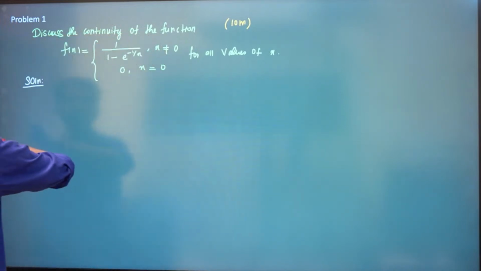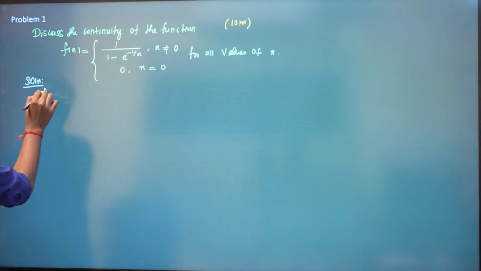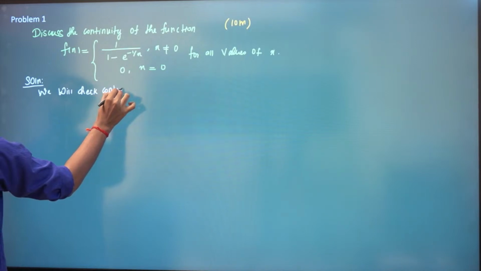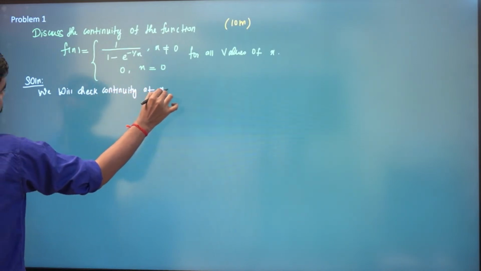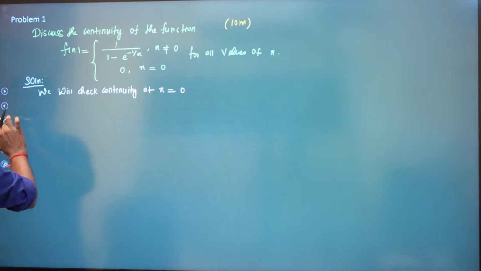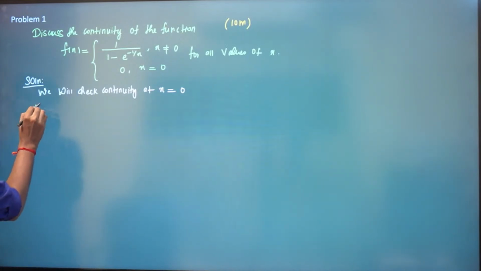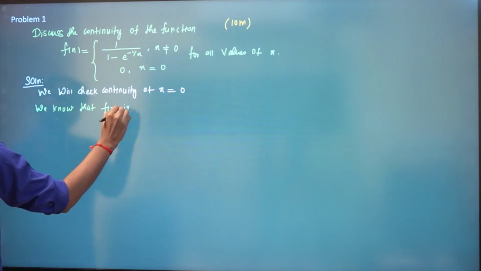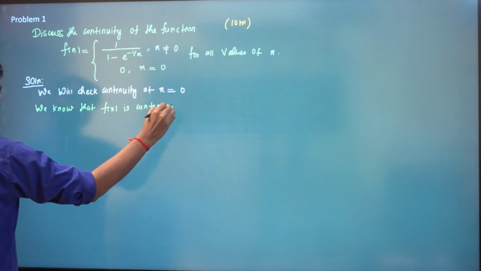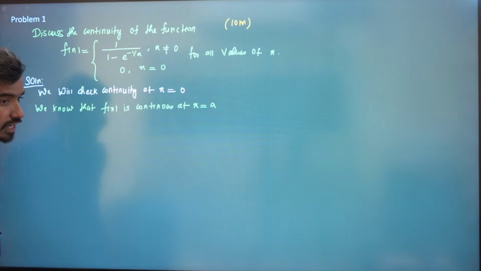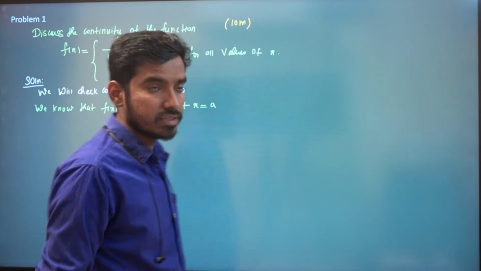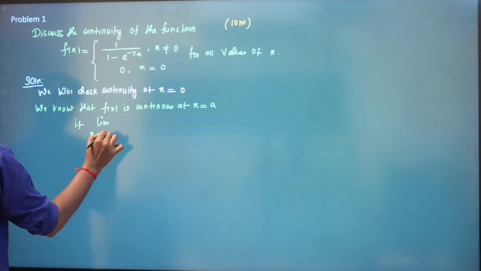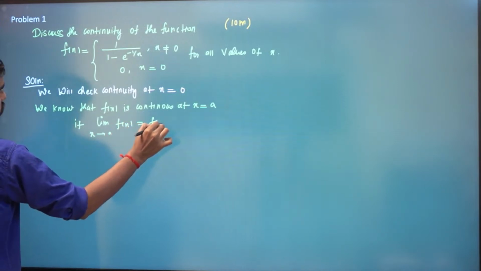Okay. So first what we'll do is we will check continuity at x is equal to 0. So we know that f of x is continuous at x is equal to a. At a, it will be continuous if limiting value is equal to function value, right? So limit x tending to a, f of x is equal to f of a.